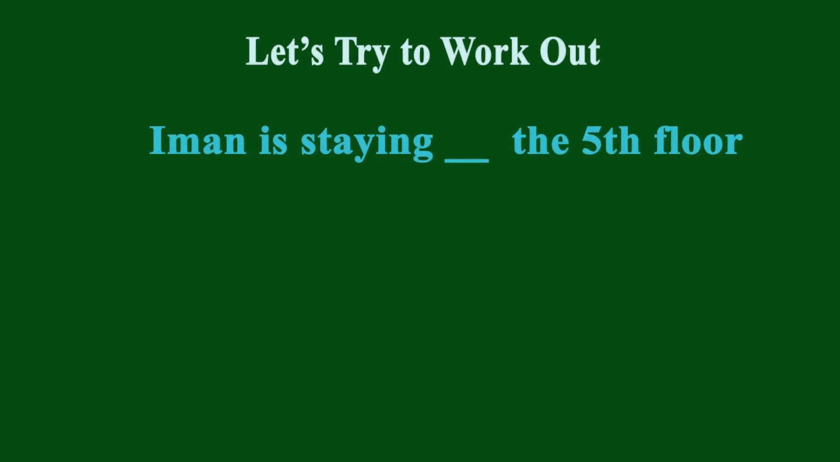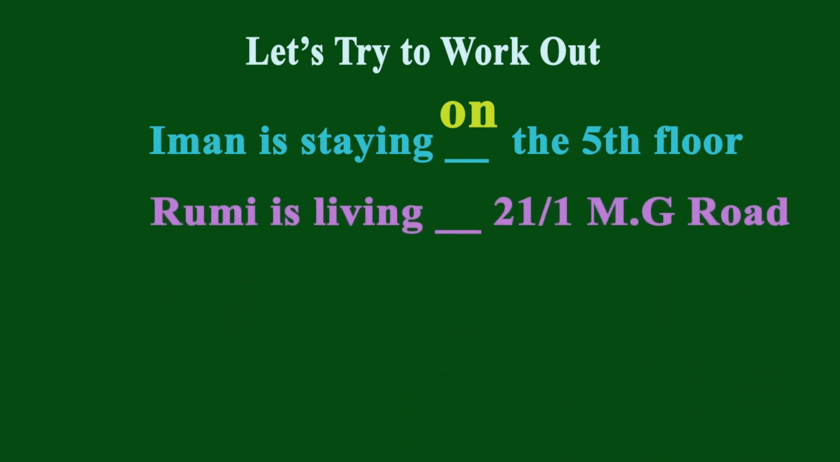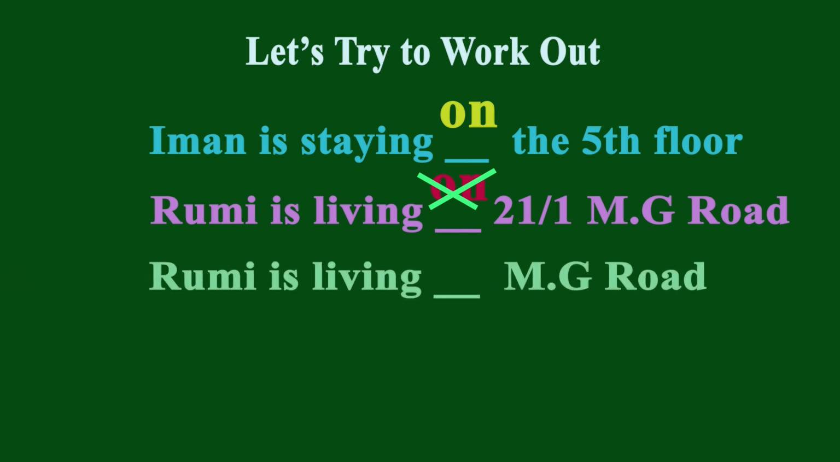Let's try to work out. Imon is staying dash the 5th floor. The 5th floor is a general address and we will use on the 5th floor. Rumi is living dash 21/1 M.G Road. We have already learned it is an exact address, so we will use at. But if we say Rumi is living dash M.G Road, that is the general address, so we will use the preposition on.